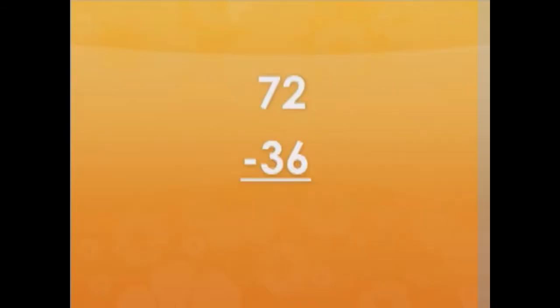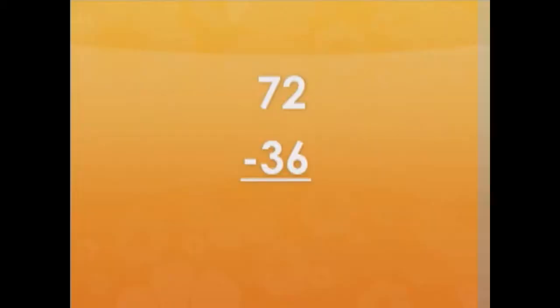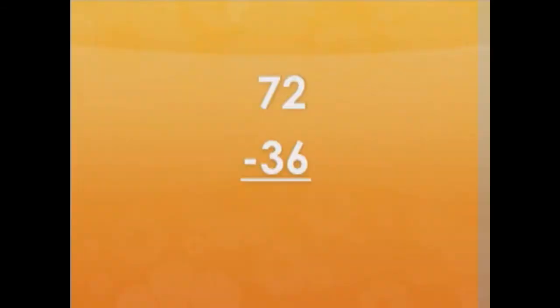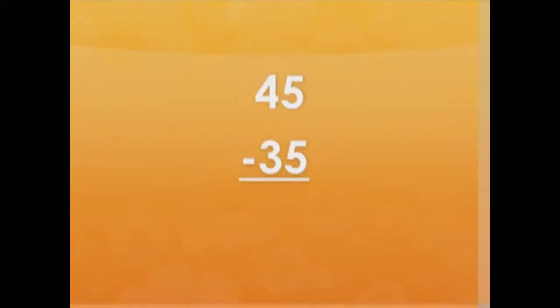You too. We're looking at the ones value again, and since 6 is bigger than 2, we're going to go next door and borrow 10 from the 7, which makes it a 6. And we add it to the 2, making it a 12. Then we can subtract 12 minus 6 and 6 minus 3. Last but not least, numbers the same, zero's the game.